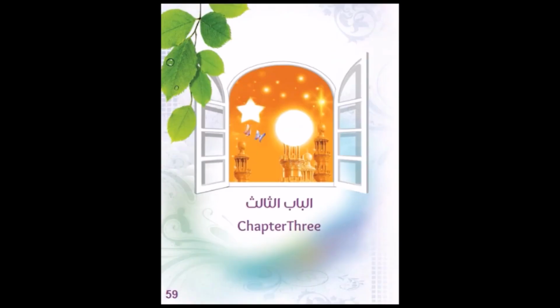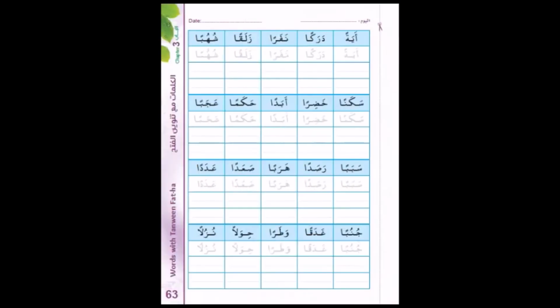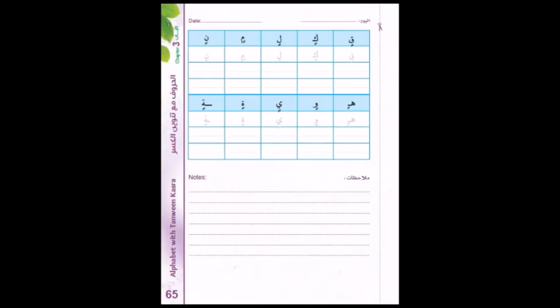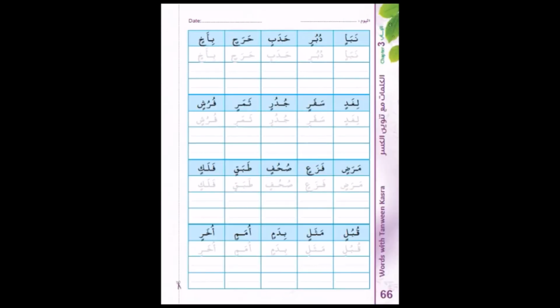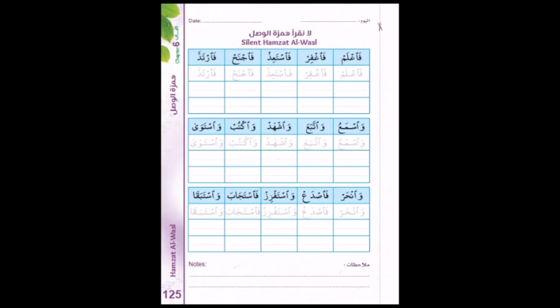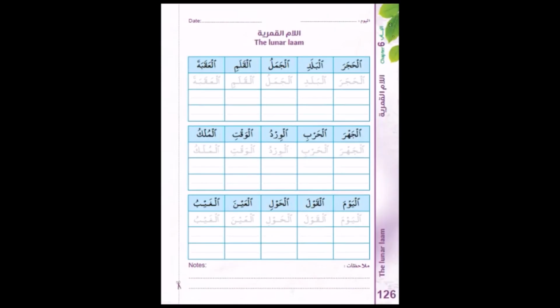Now we've entered chapter 3, where we add tanween. So as you could see, many different forms of practice. If we go through near the end of the book, there's still practice for hamzat wasl. We're now in chapter 6 on the hamza and the different rules, and these are all new words.